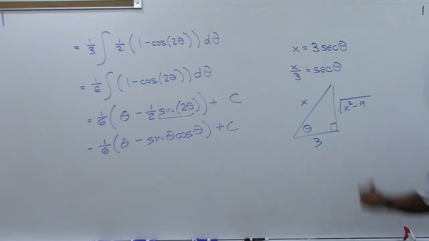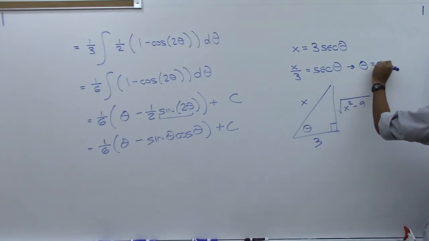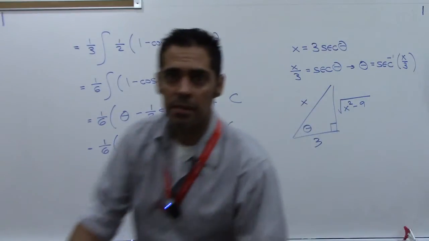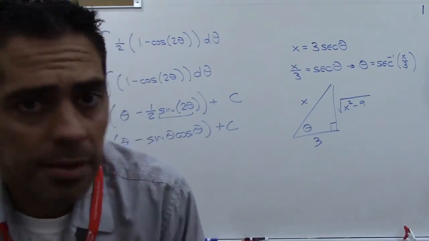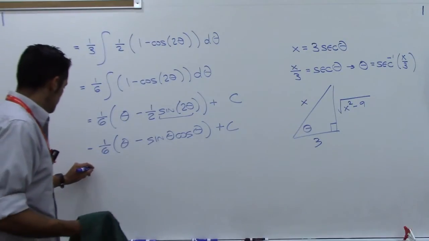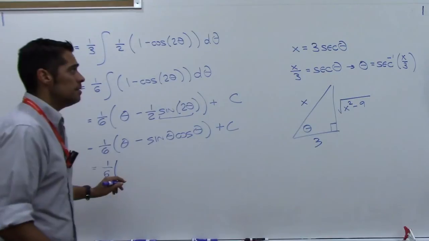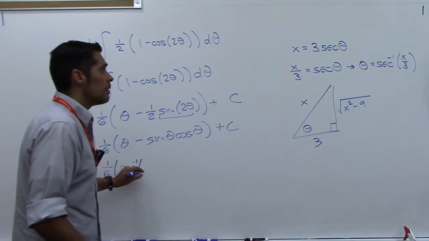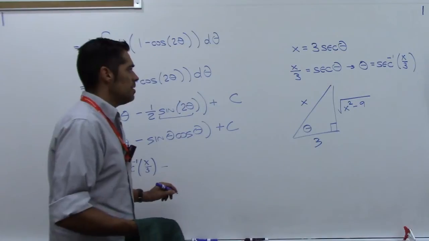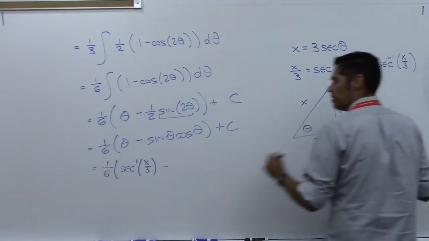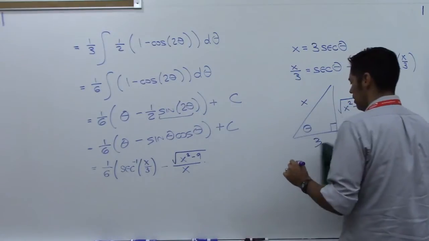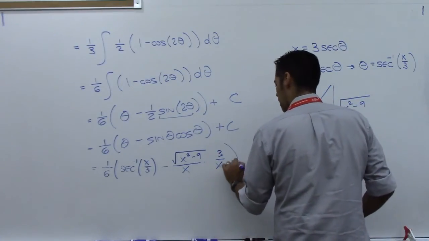And I also need theta. I can get that from here. Theta equals the arcsecant of x over 3. That's really close to being off the edge of the video, in fact. Oh no, it's there. Okay. And so now, where the heck am I? Right here. So this is equal to 1/6 theta, which is secant inverse of x over 3. And then minus sine theta. Sine is opposite over hypotenuse, so this over this. Root x squared minus 9 over x times cosine theta, which is 3 over x. 3 over x plus a constant.